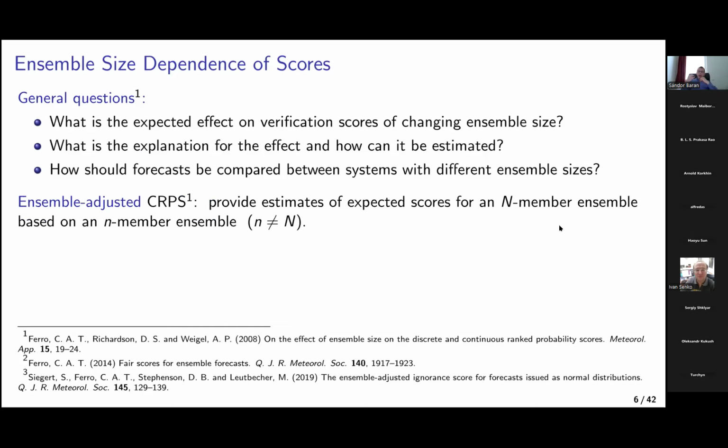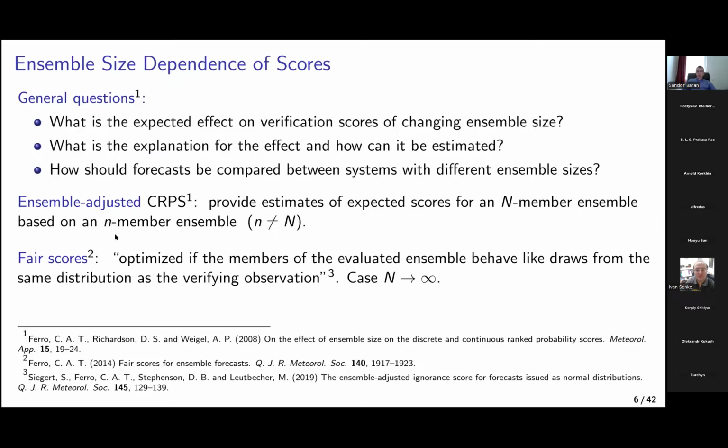So that led to the idea of the ensemble adjusted CRPS. It provides estimates of the expected scores for a capital N member ensemble based on a smaller ensemble size. And also it led to the notion of fair scores, which means with capital N going to infinity, and these are optimized if the members of the evaluated ensemble behave like draws from the same distribution as the verifying observation.